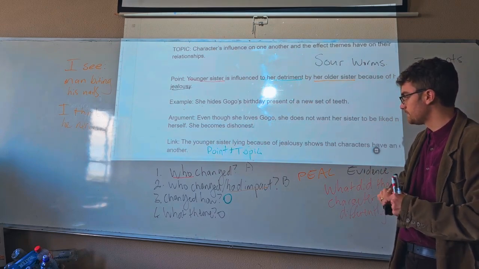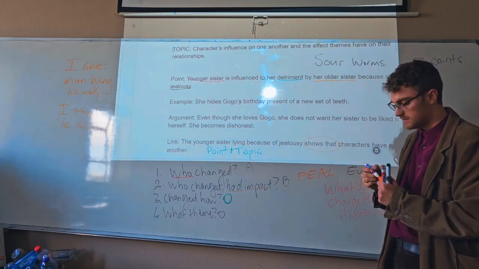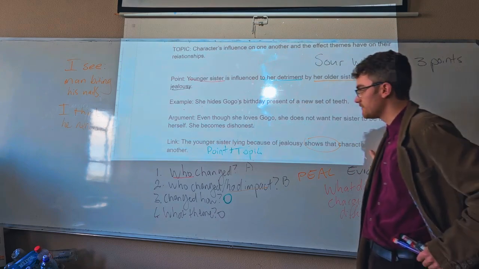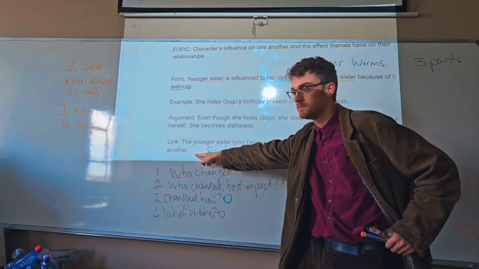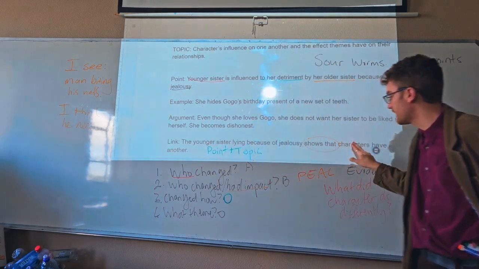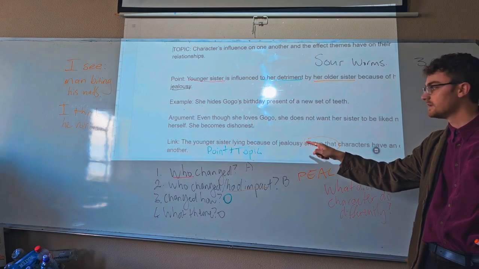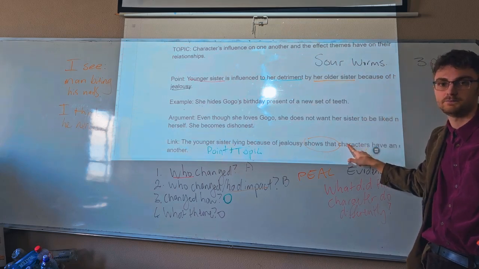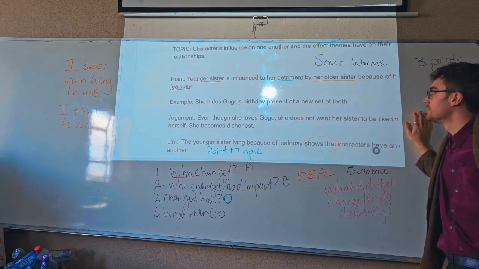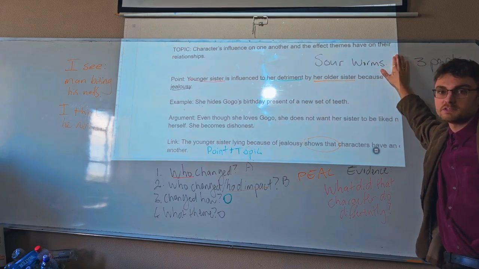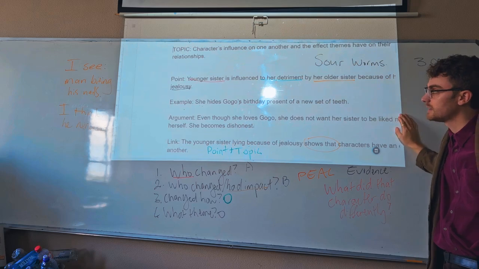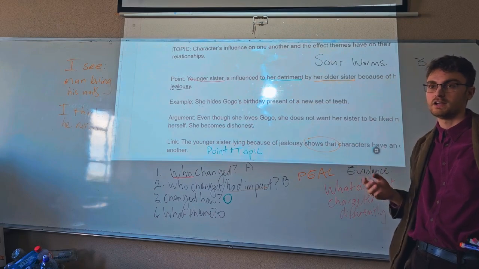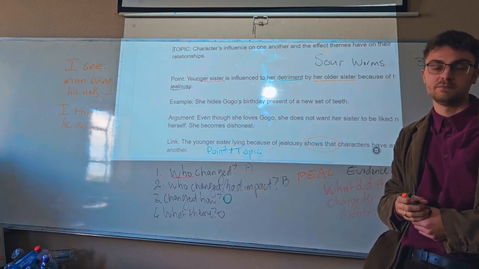from here on, you can see this is characters have a strong effect on one another. So mentioning that characters have that strong effect on one another, that is apart from the topic, which I've included in the link. So you obviously can't write the Sourworms, but try use this format. Make sure you're including these 4 elements in the point for your other PEAL paragraphs. Good luck.